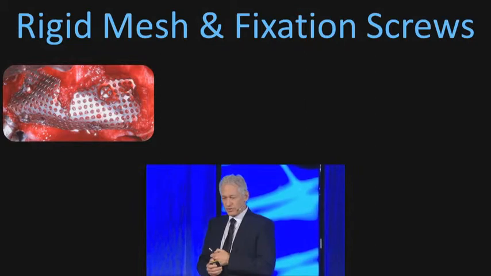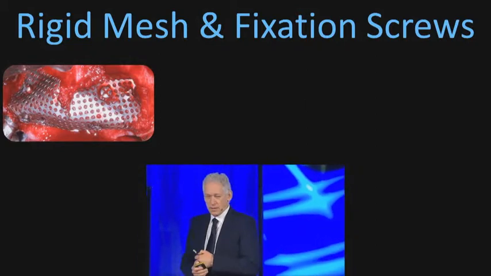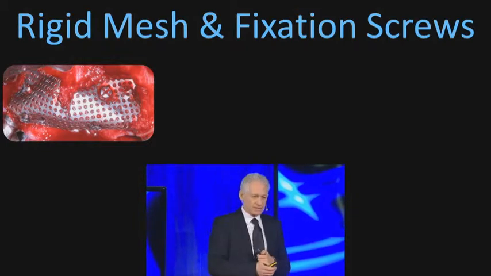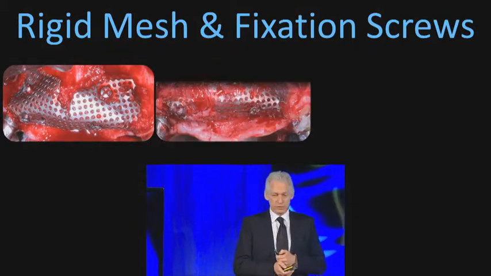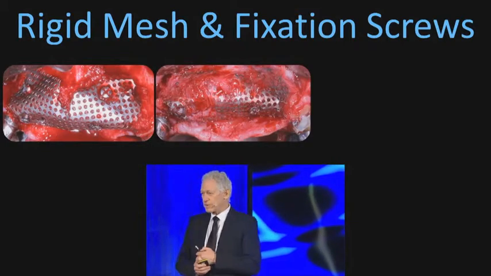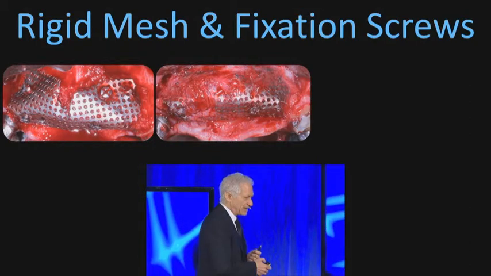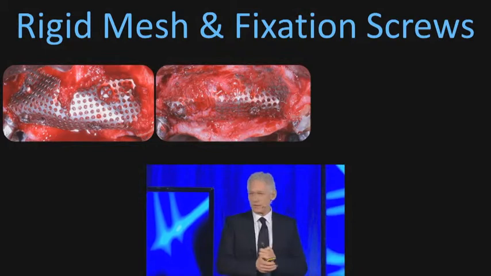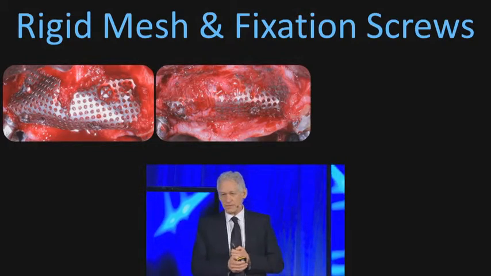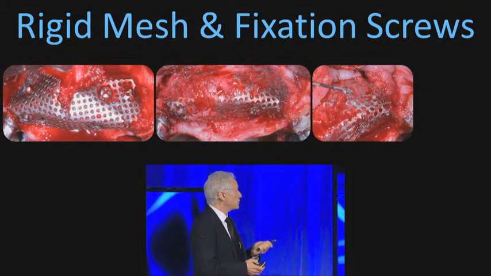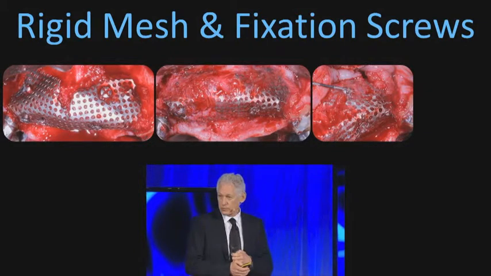The other option is to go with a mesh. Especially when you have particulate matter, it's a good way to contain it. It's very rigid. It's going to hold. The problem with a mesh is to remove it later. Mesh is completely encapsulated with fibrous tissue. It's extremely difficult to find those screws and extremely difficult to delineate the initial positioning.